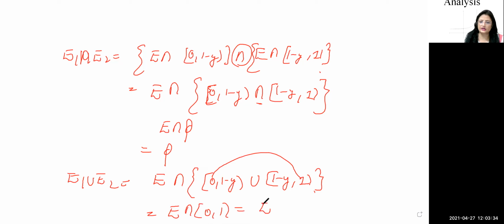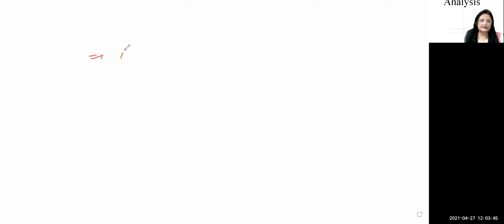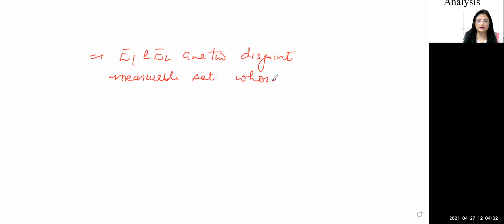और इनकी इंटरसेक्शन में कौन आएगा. So E1 and E2 that we have defined, their union is the set E itself and their intersection is equal to phi. It implies E1 and E2 are two disjoint measurable sets whose union is A. Therefore, measure of E is equal to measure of E1 plus measure of E2. Let it be number 1.